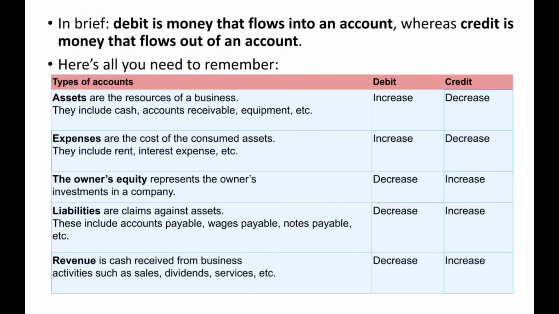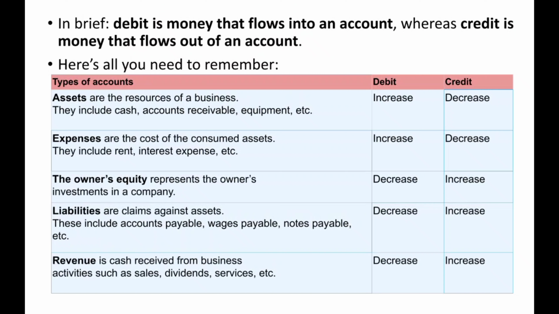Money that flows into an account or into a business comes under the debit side. Money that flows out of a business comes under credit. Money coming into the business is debit, money going out from the business is called credit. So here we will discuss some types of accounts, debit and credit.